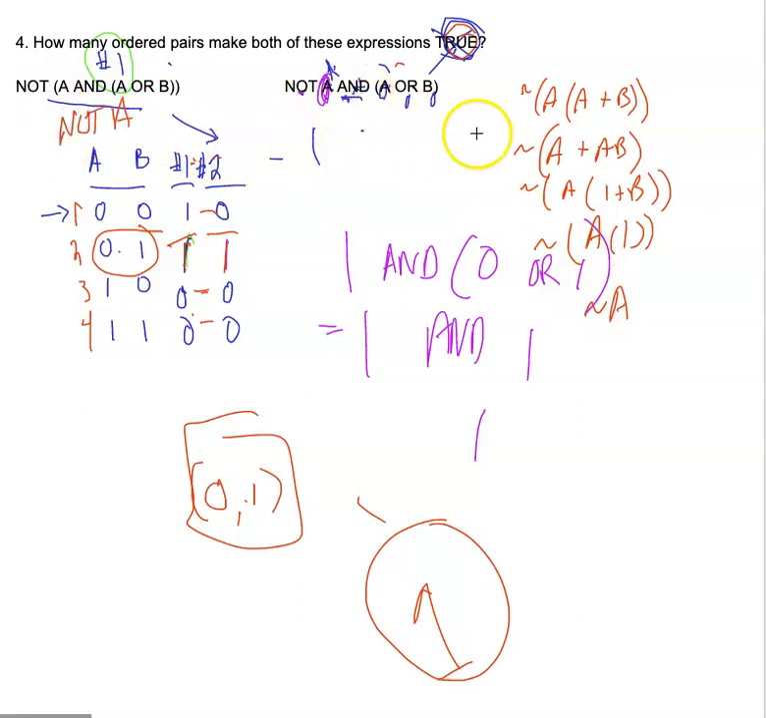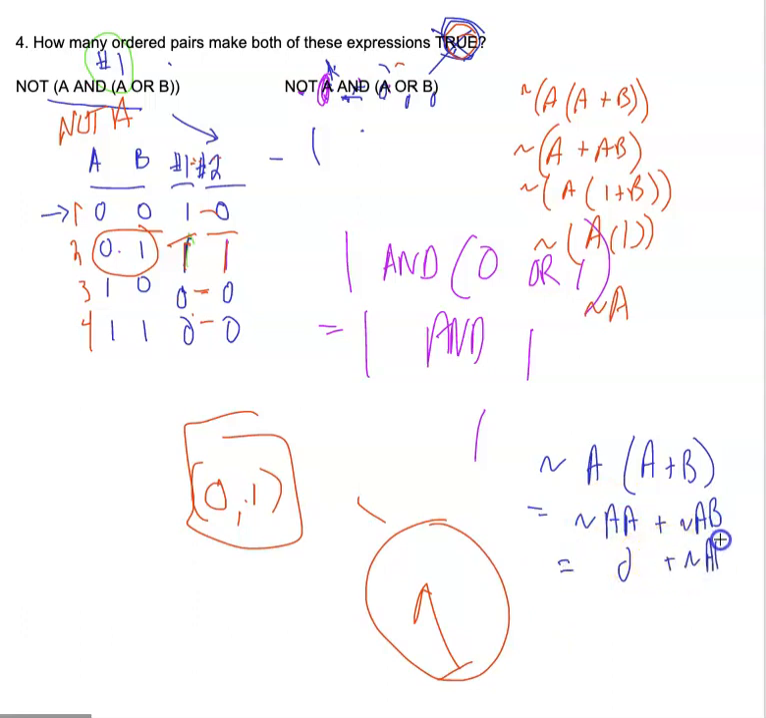And this expression over here, not A times A or B, simplifies to not A A plus not A B. This cancels out to 0. And a 0 plus anything is the anything. So this expression here is the same as not A B, or you could think of it as not A ANDed with B.